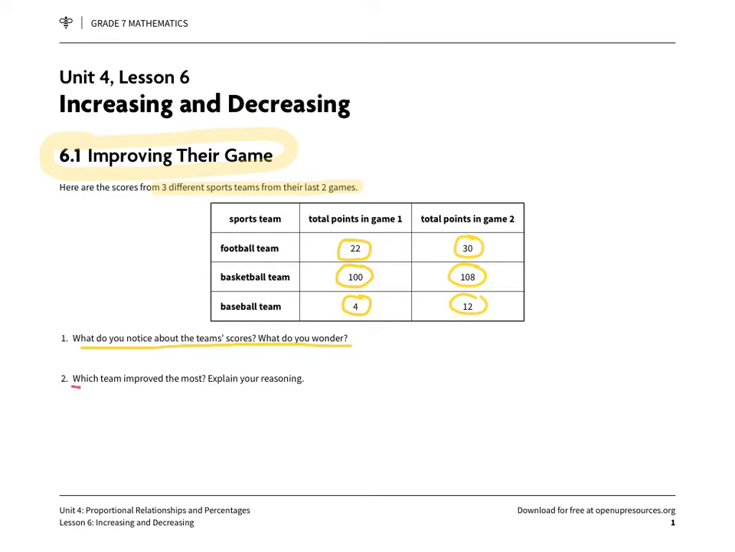And then the question is, which team improved the most, and explain your reasoning. So I want you to write down something you noticed, something you wondered, and then your reasoning here. Which of those teams improved the most? There's no one right answer here. I want to hear what you think. So hit pause, take a couple minutes, and write down something. And we're going to go back to this question after we finish the rest of the lesson.